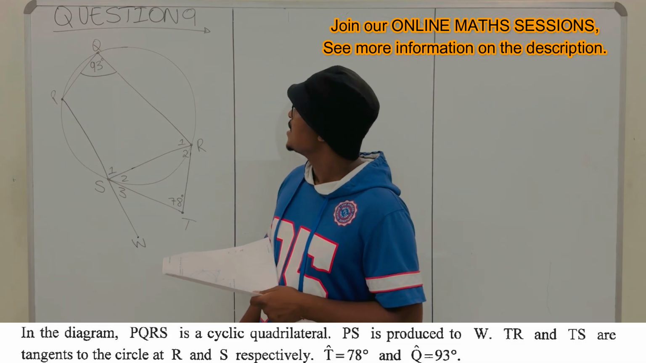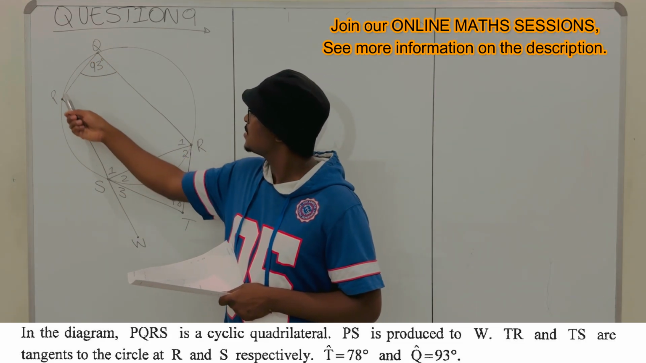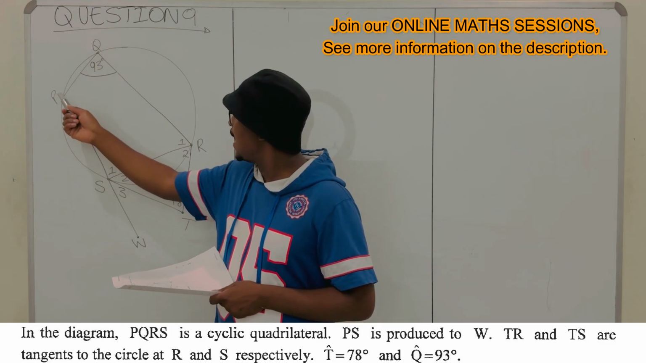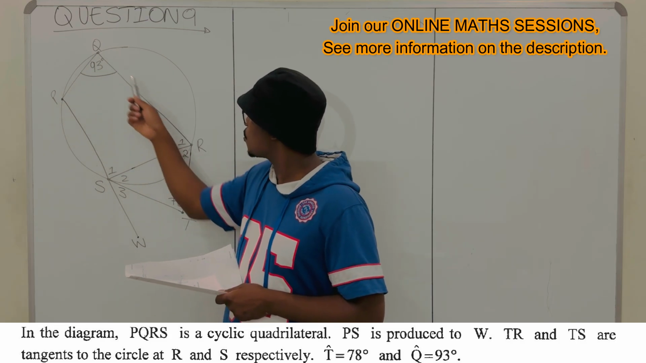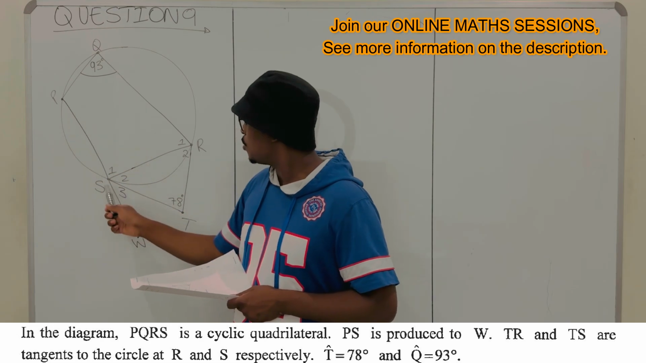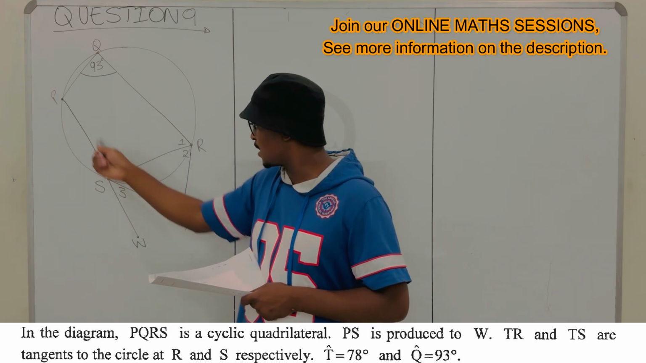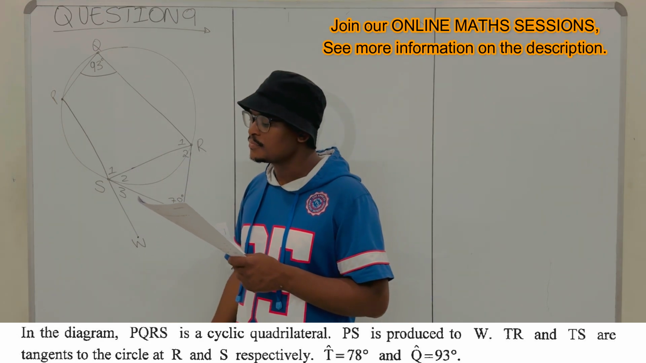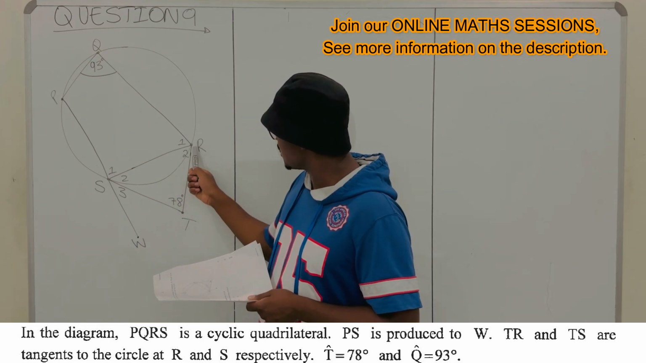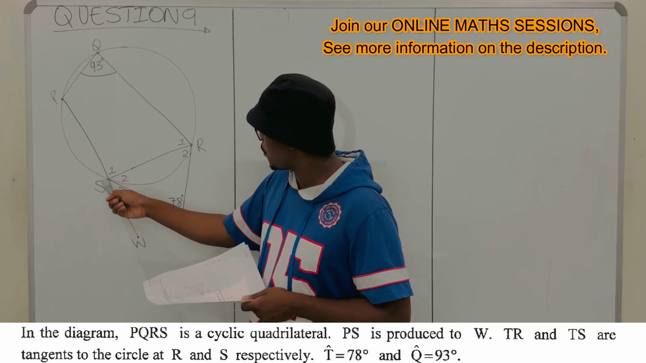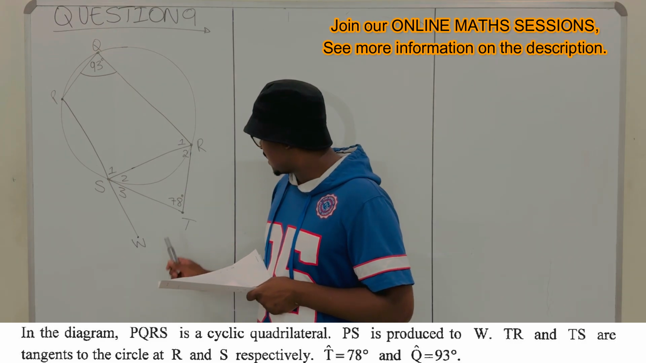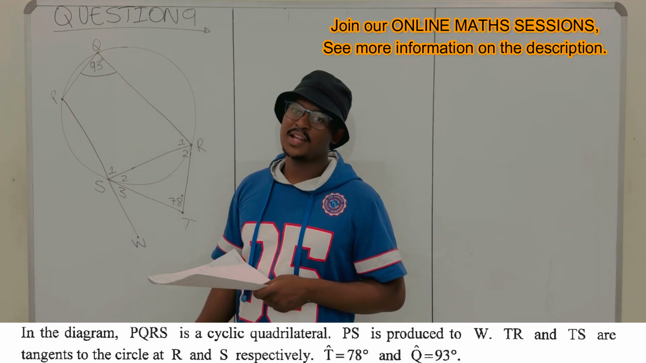So let's have a look. They are saying PQRS, this quadrilateral here, is cyclic, right? And this side PS of the cyclic quadrilateral PQRS is extended to W, as you can see. So SW is an extension of PS, so this is a direct straight line. That's what that means. TR is a tangent to this circle at point R, and TS is a tangent to this circle at point S over there. Angle T is equal to 78 degrees, so this angle here is equal to 78 degrees, and angle Q is equal to 93 degrees.